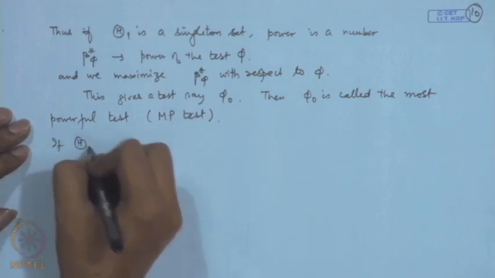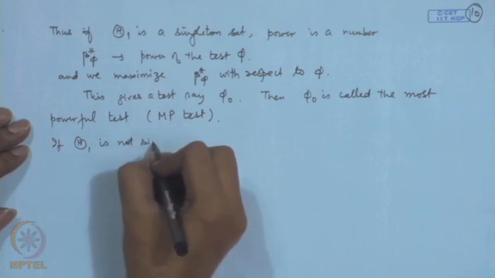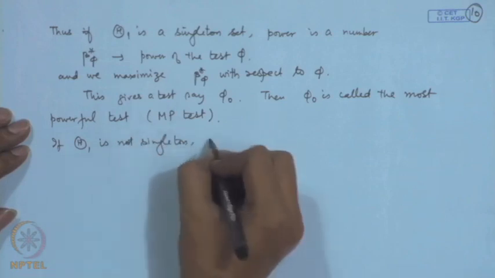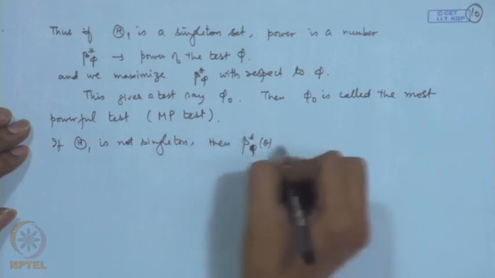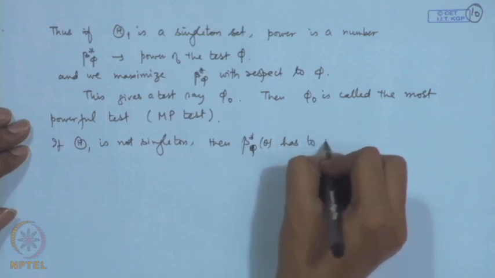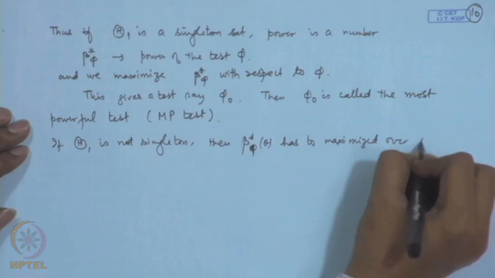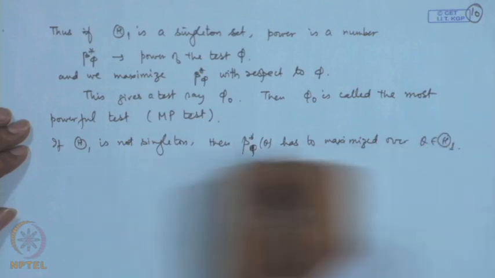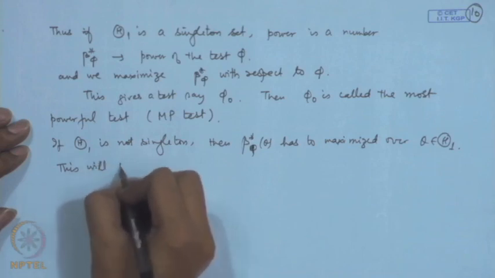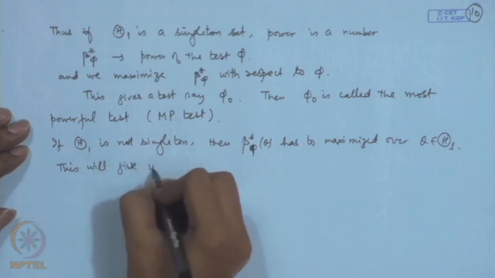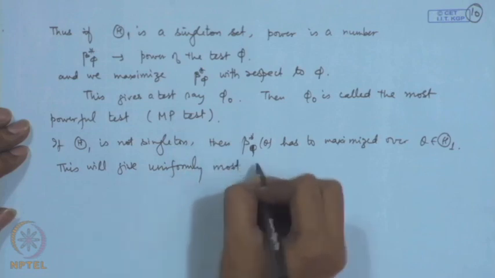If theta 1 is not a singleton, then beta phi star theta has to be maximized over theta belonging to theta 1. This will give the uniformly most powerful test.